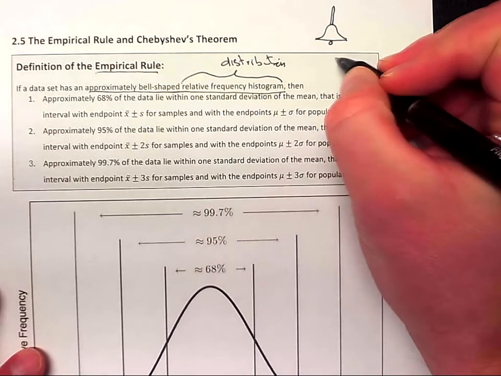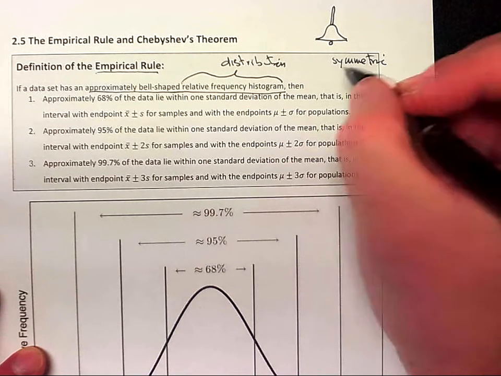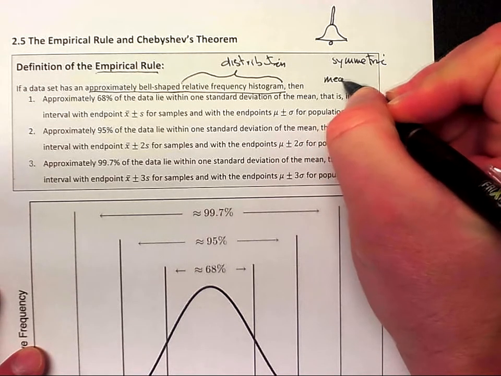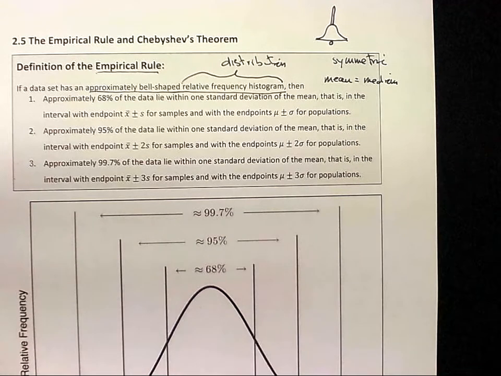Awesome. Whenever we have symmetry, or a symmetric distribution, we know that the mean is equal to the median. And that is also true for a bell-shaped and symmetric distribution, at least for the ones that we're going to use for the empirical rule. The mean is going to be equal to the median.